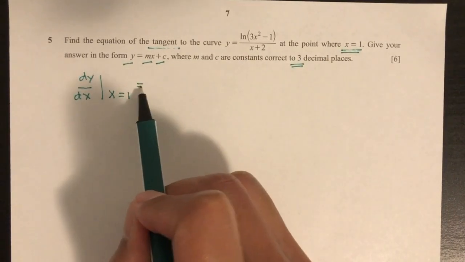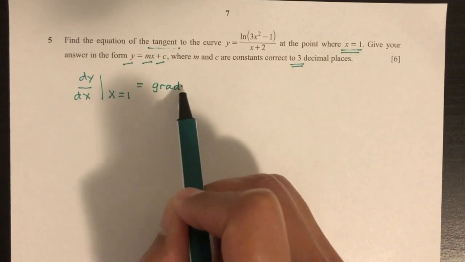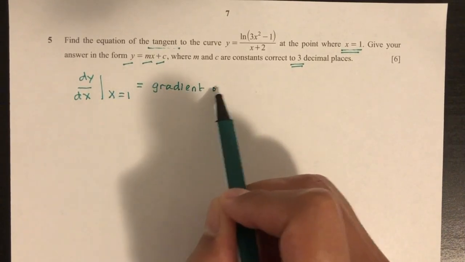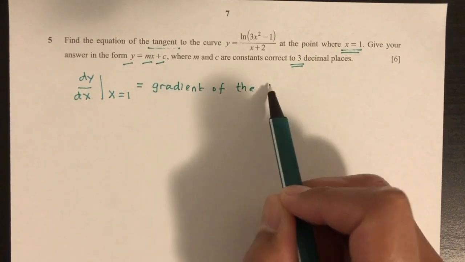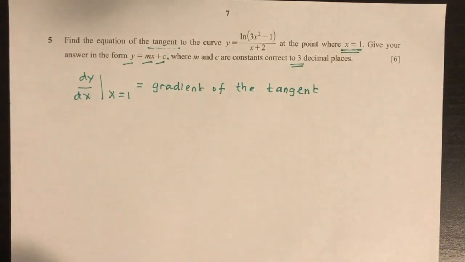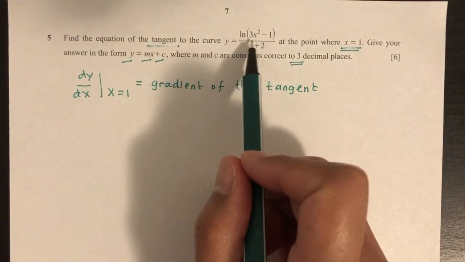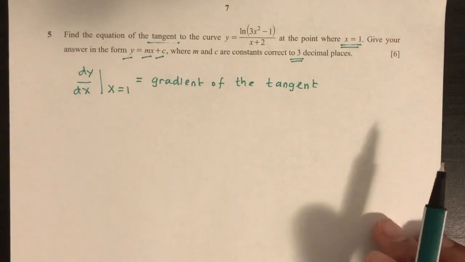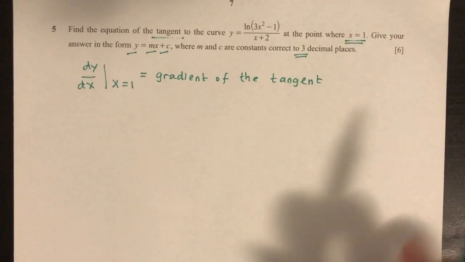This is basically the gradient of the tangent at that point. So that's why we have to find dy by dx at x equal to 1. So y is given by this. It's a fraction, so we can use our quotient rule to find dy by dx.